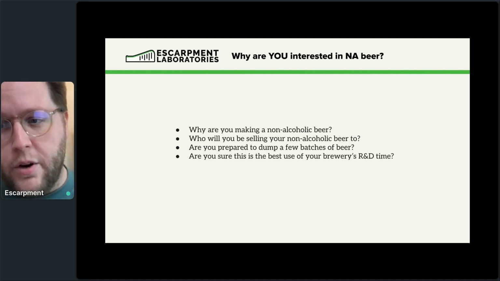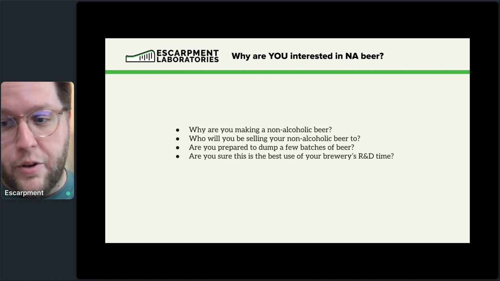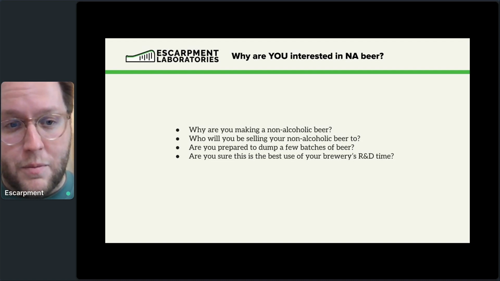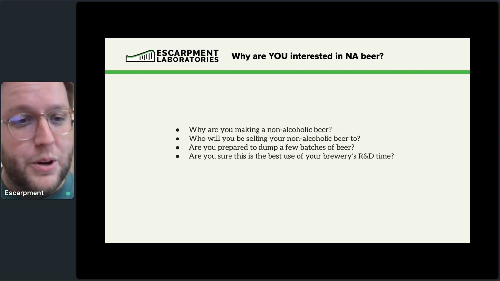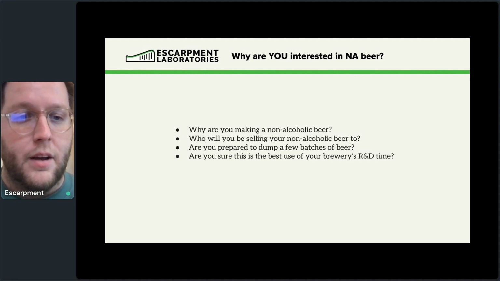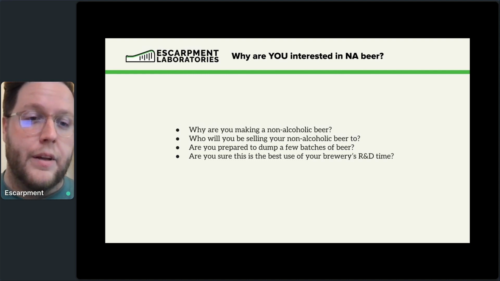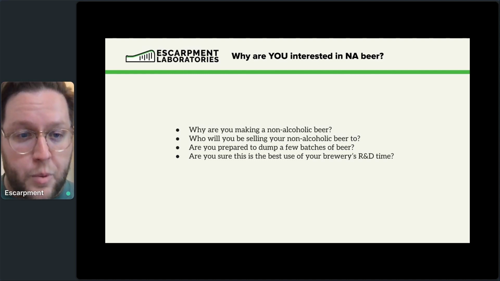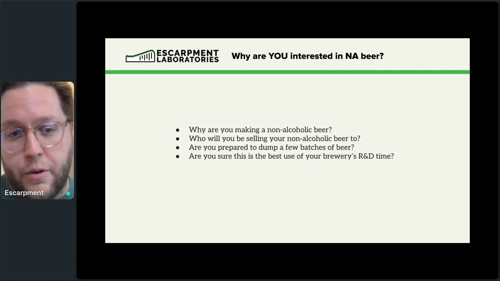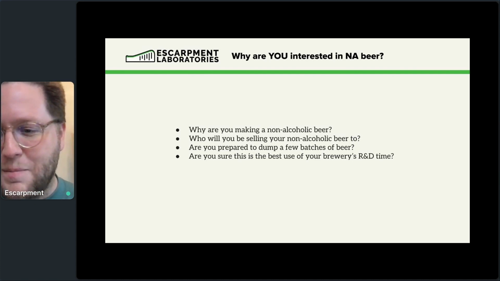Some of the other answers that I've heard are, brewers are looking for a new challenge, which is awesome, right? It's really cool to try this stuff and have it work. Because it is brewing on hard mode, when it does work, it's really, really rewarding, and it does help brewers tap into new markets, right? Especially if you start looking at that soft drink market, which often operates at higher margins than beer does.